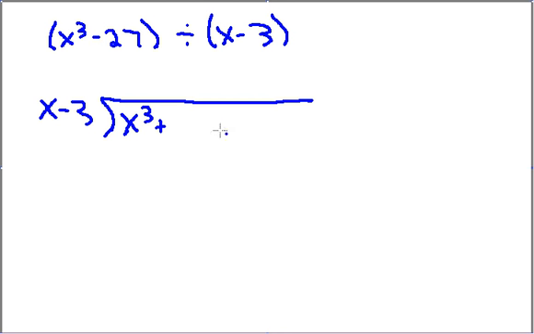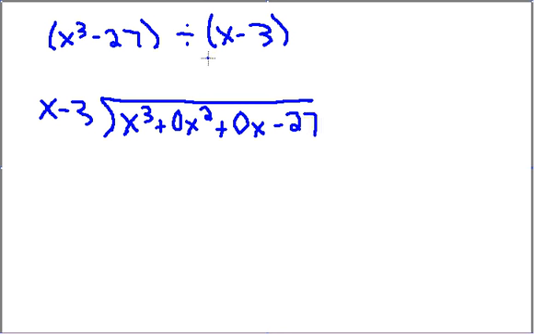How many x squareds do we have? Well, we have 0x squared. Well, by adding 0x squared, have we changed the value at all? No, because anything times 0 is 0. And when you add 0 to anything, you haven't changed the value of it. So we can go ahead and add a 0x squared. Do we have an x to the first term up here? No, we don't. So let's go ahead and add a 0 x to the first, which is the same thing as 0x. And then our last term here is a minus 27.